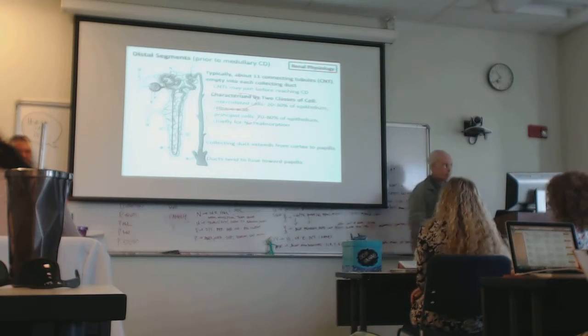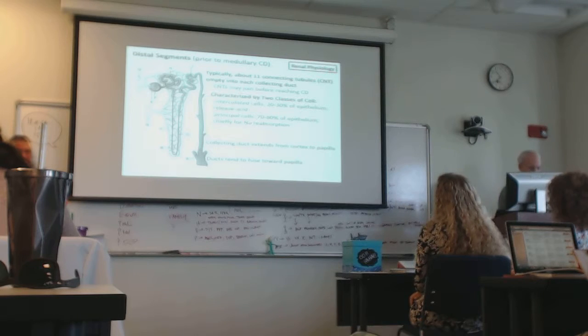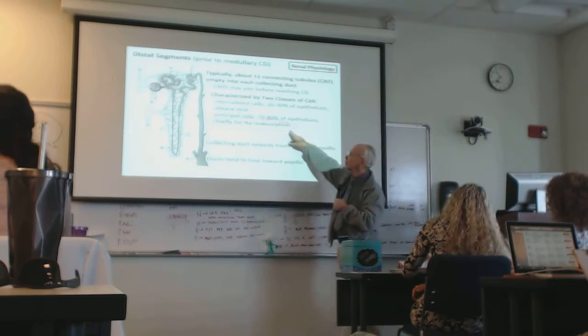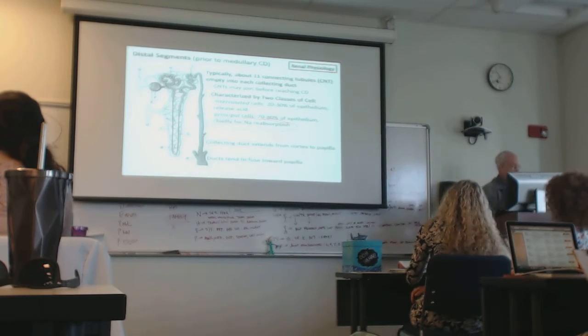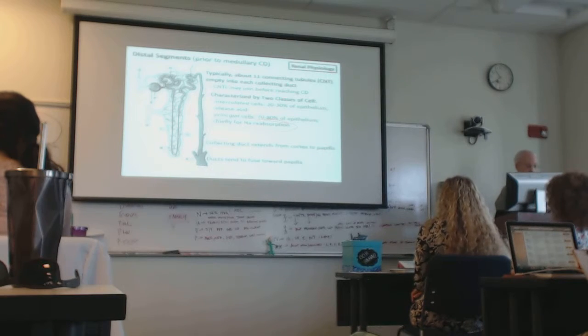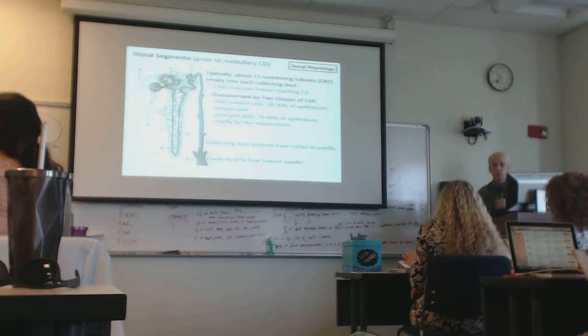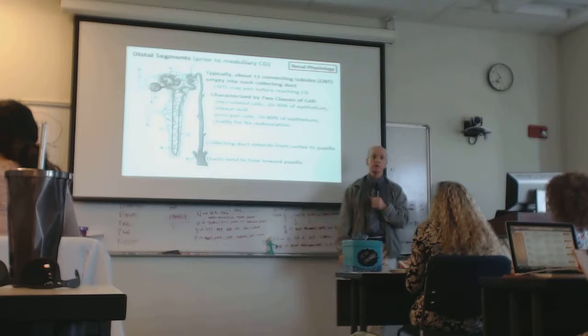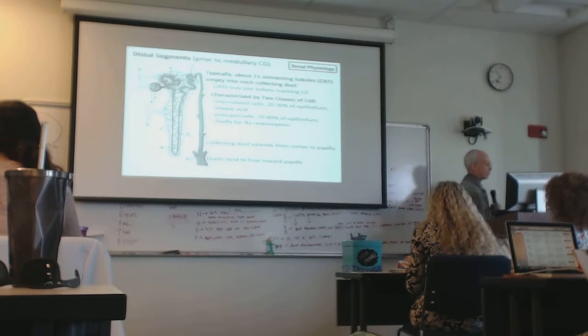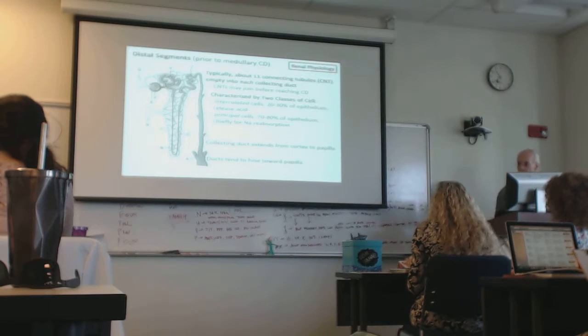There are principal cells, most important for sodium reabsorption. These would be the targets of aldosterone, for example. And then there are also intercalated cells that are important for secretion of hydrogen ions, because we're going to find that the kidneys play a very important role in regulating the pH of the blood.